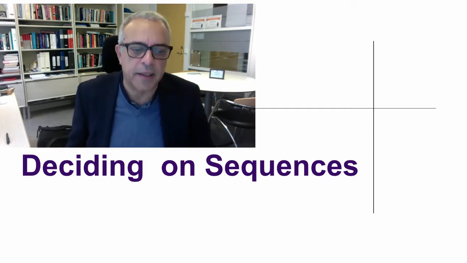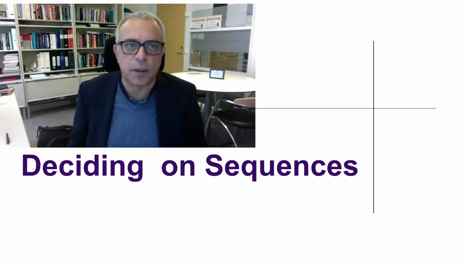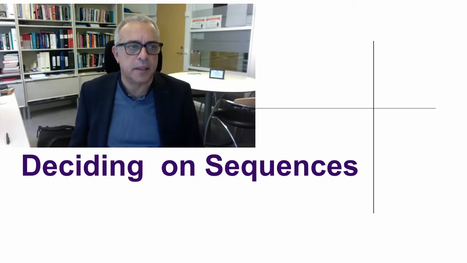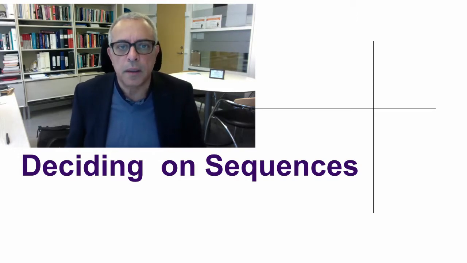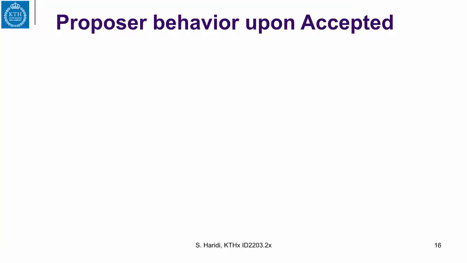We look now to deciding on sequences. Let us see how to decide on a sequence. Remember that chosen sequences are the ones that can be decided. And once a sequence is decided, it can only be extended. So the strategy now at the proposer is to collect accepted messages from the acceptors and to extend the decided sequence. So we look to the proposer behavior when it receives accepted messages.